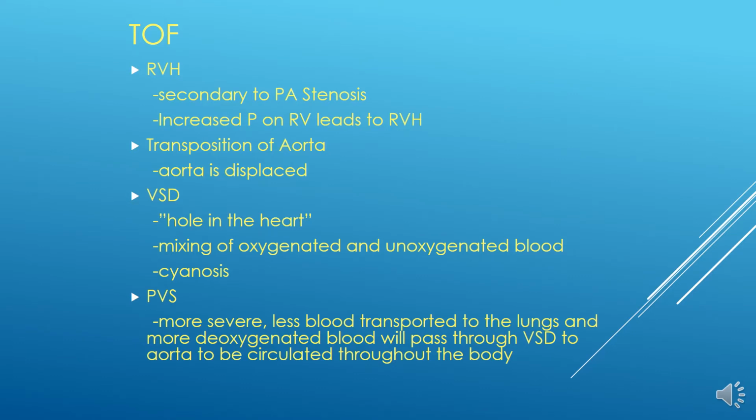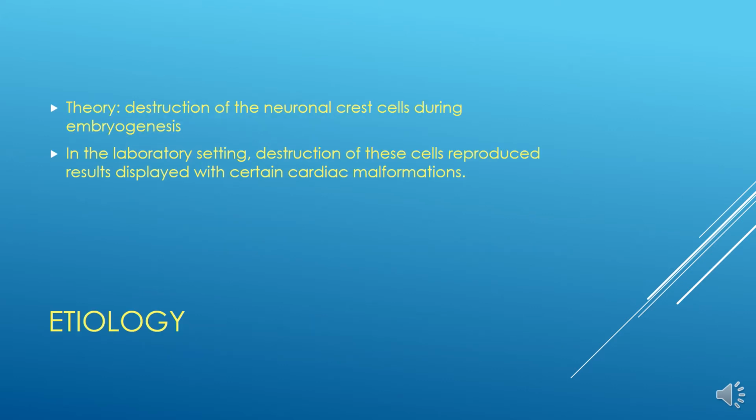So the right ventricular hypertrophy is secondary to PA stenosis. It increases pressure on the RV and leads to right ventricular hypertrophy, transposition of the aorta, VSD, and pulmonary valve stenosis. Embryologically, there is destruction of the neural crest cells during embryogenesis, and in a laboratory setting, the destruction of these cells reproduces the result with certain cardiac malformations.